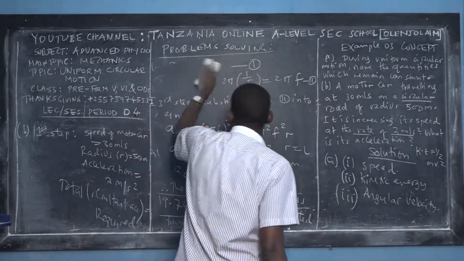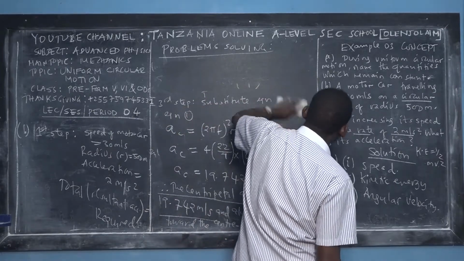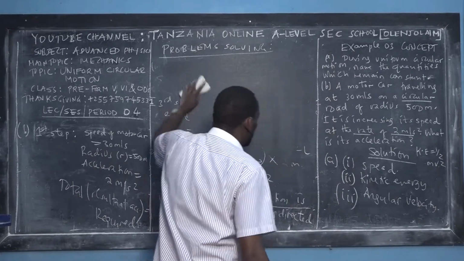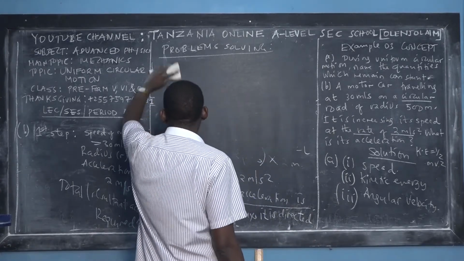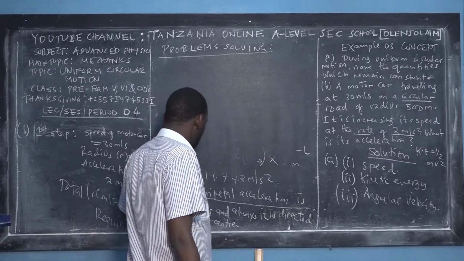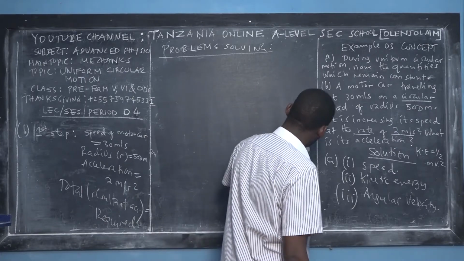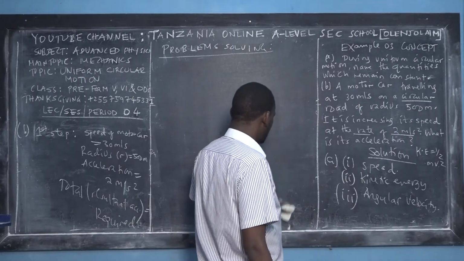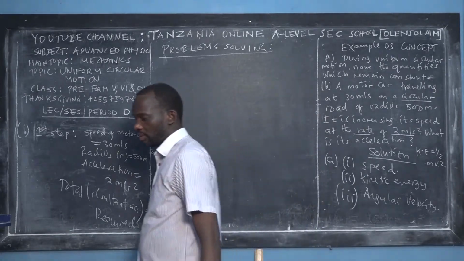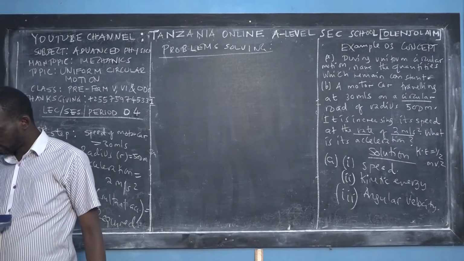So you say that this body began with a constant speed of 30 meters per second, and the radius is 500 meters. Also the acceleration is 2 meters per second square. That's the increment of velocity. So what does it mean? It means that here we have two types of acceleration. We should be careful.